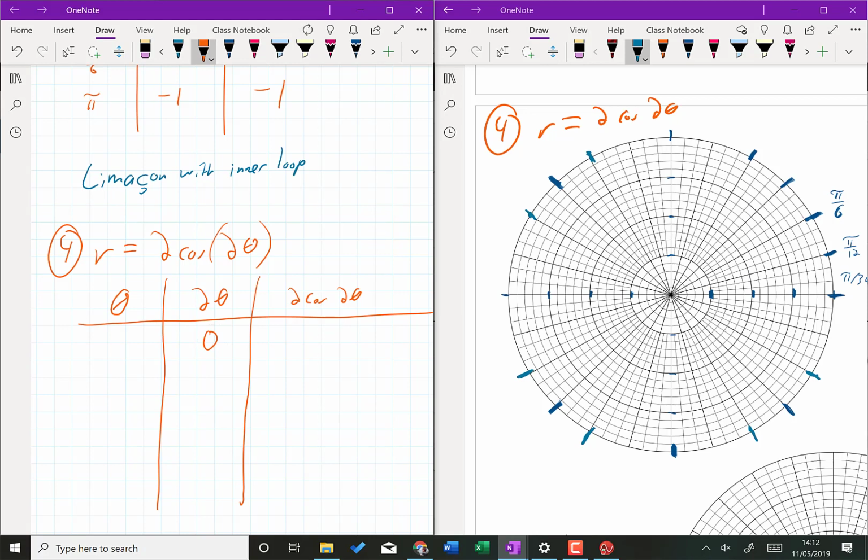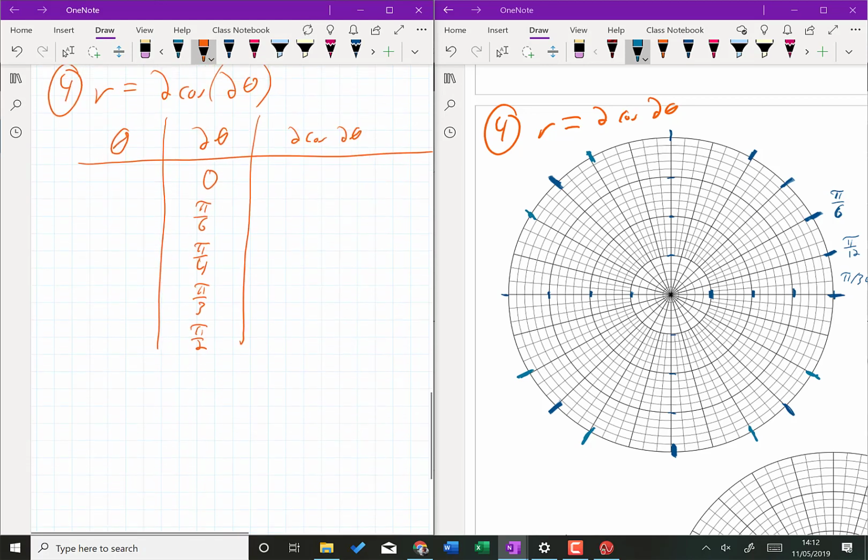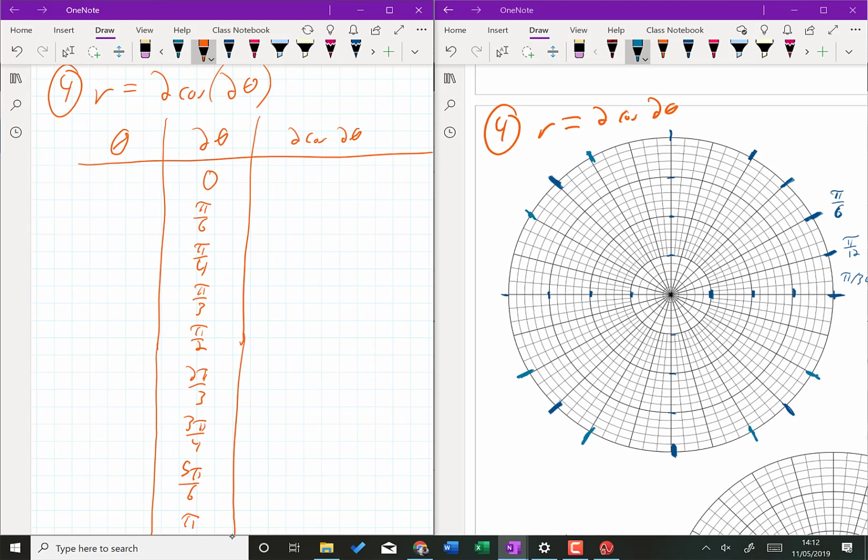So 0, pi over 6, pi over 4, pi over 3, pi over 2, then 2 pi over 3, 3 pi over 4, 5 pi over 6, pi. Those are what 2 theta is going to be equal to.